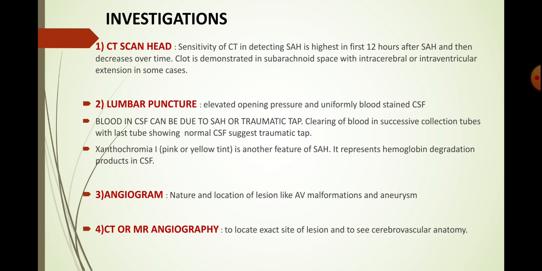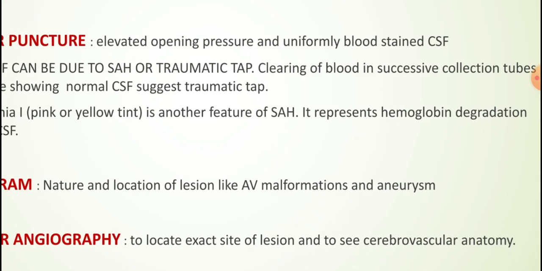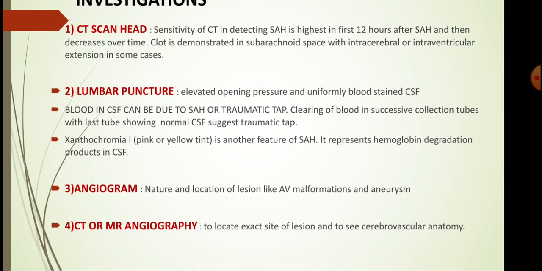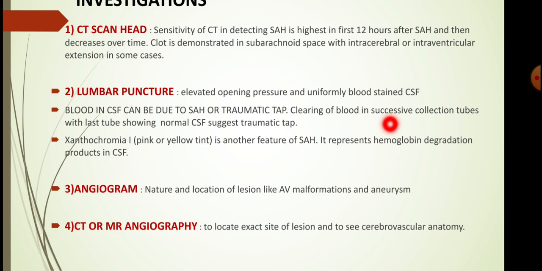So how do we differentiate between both? When we observe that there is clearing of blood in successive collection tubes, with the last tube showing normal CSF, it suggests a traumatic tap. So if there is no clearing of blood and it stays the same in all the tubes, then it's subarachnoid hemorrhage. But if the RBC count reduces and gradually it becomes normal CSF, it suggests that it's a traumatic tap.